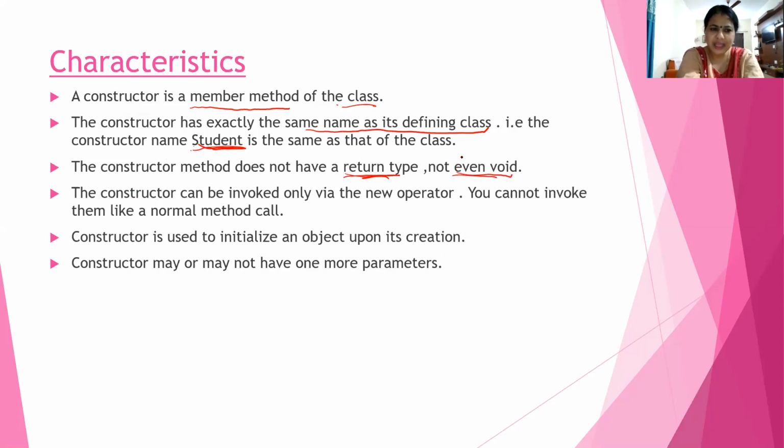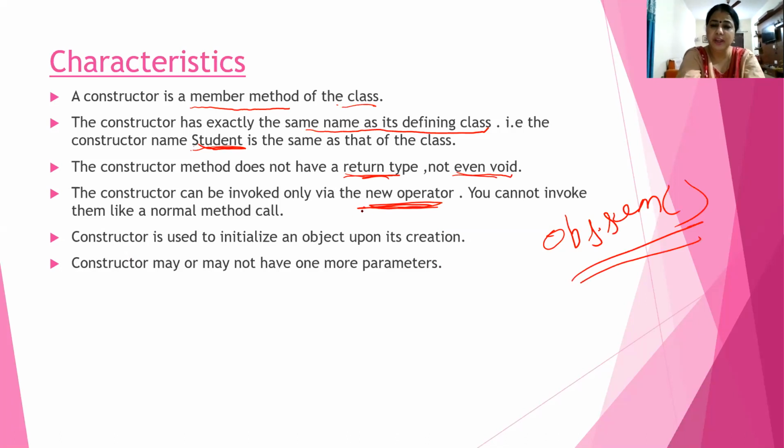Okay. And how is a normal method invoked? By the object. We write obj dot some method name, but here the constructor is invoked by the new operator. You cannot invoke it just like a normal method. Suppose I have a method called sum, we call it by writing obj dot sum, but here we invoke the constructor with the help of the new operator.